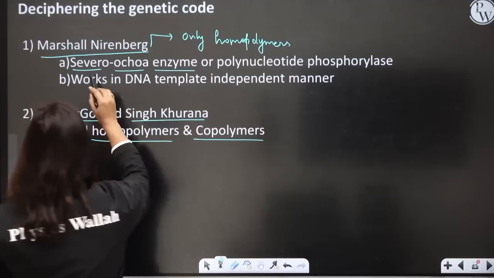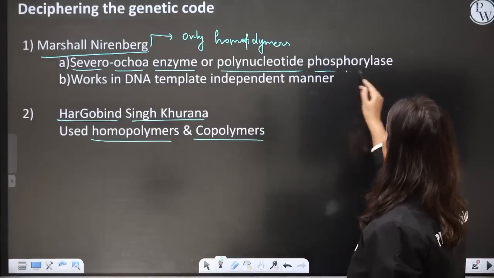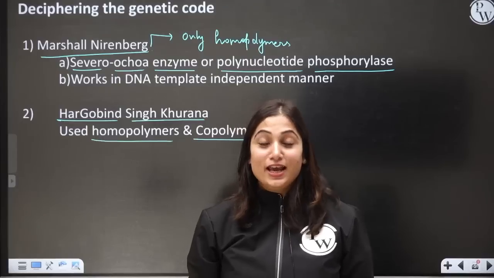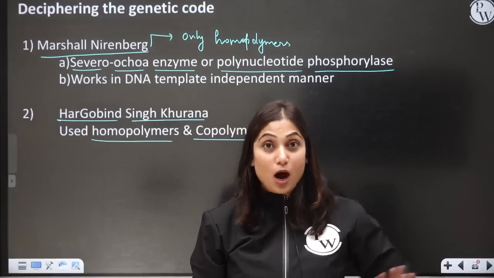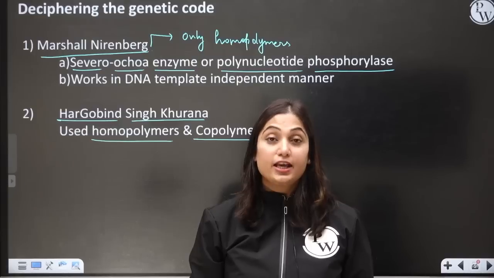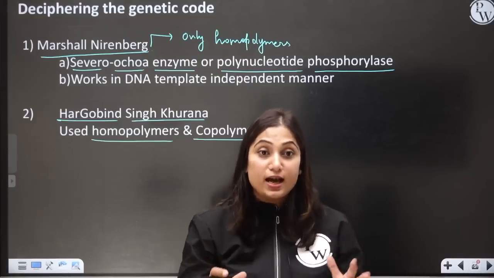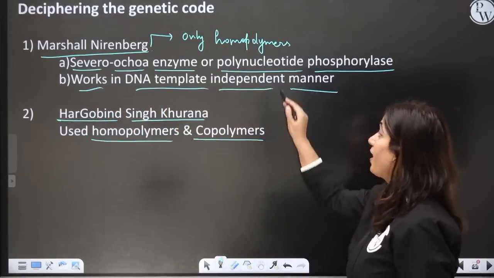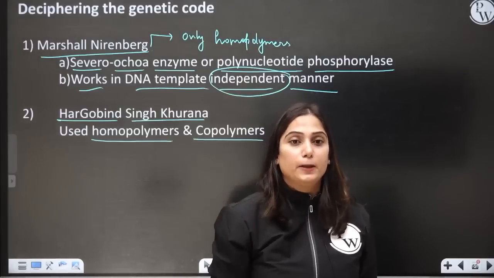Very important: the Severo Ochoa enzyme is also called polynucleotide phosphorylase enzyme. The speciality of this enzyme is that it can form RNA in in vitro conditions, that means outside the living cell, without DNA. This enzyme can work in a DNA template independent manner. It is independent of the DNA template. It does not need DNA to form RNA.